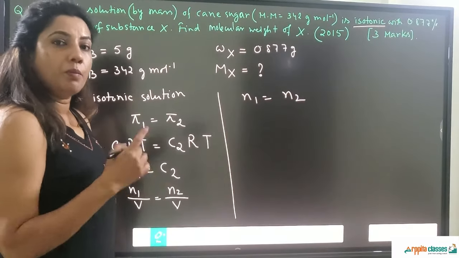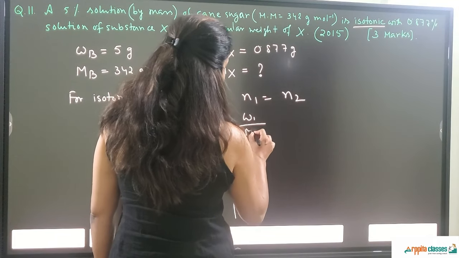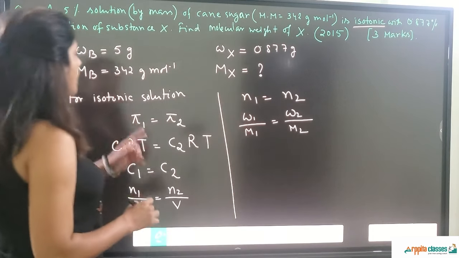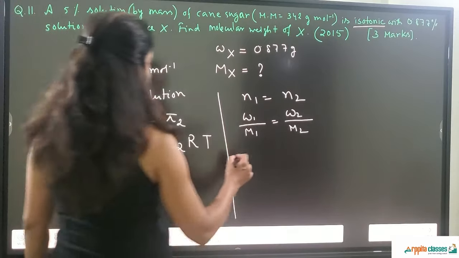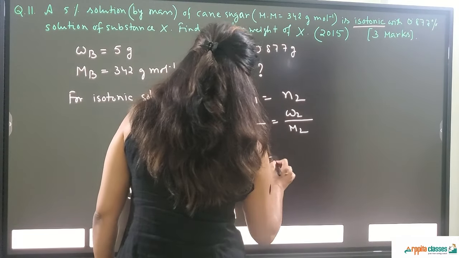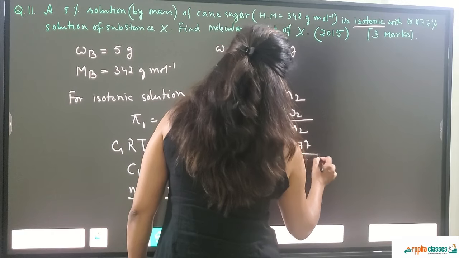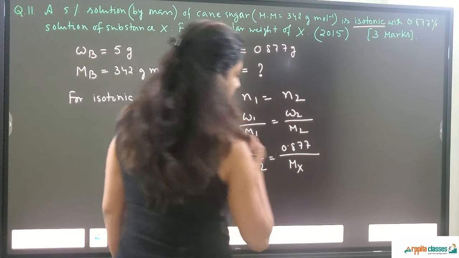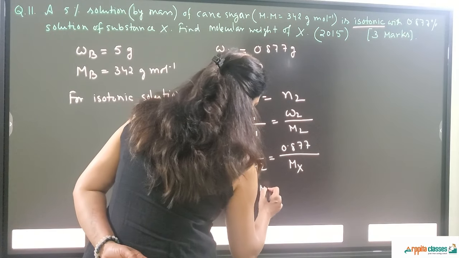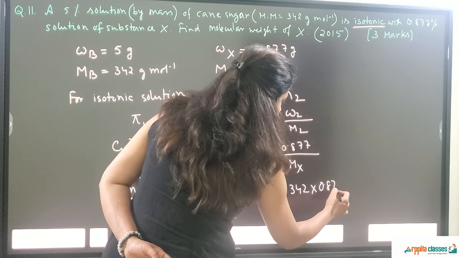Now here number of moles are equal. Number of moles are basically W1 upon M1 should be equal to W2 upon M2. So here W1 means this one, so we take 5, and M1 means this one, that is 342. W2 we have 0.877 and M2 we have to find out, that is MX. Now from here cross multiply: 5 into MX will be equal to 342 into 0.877.